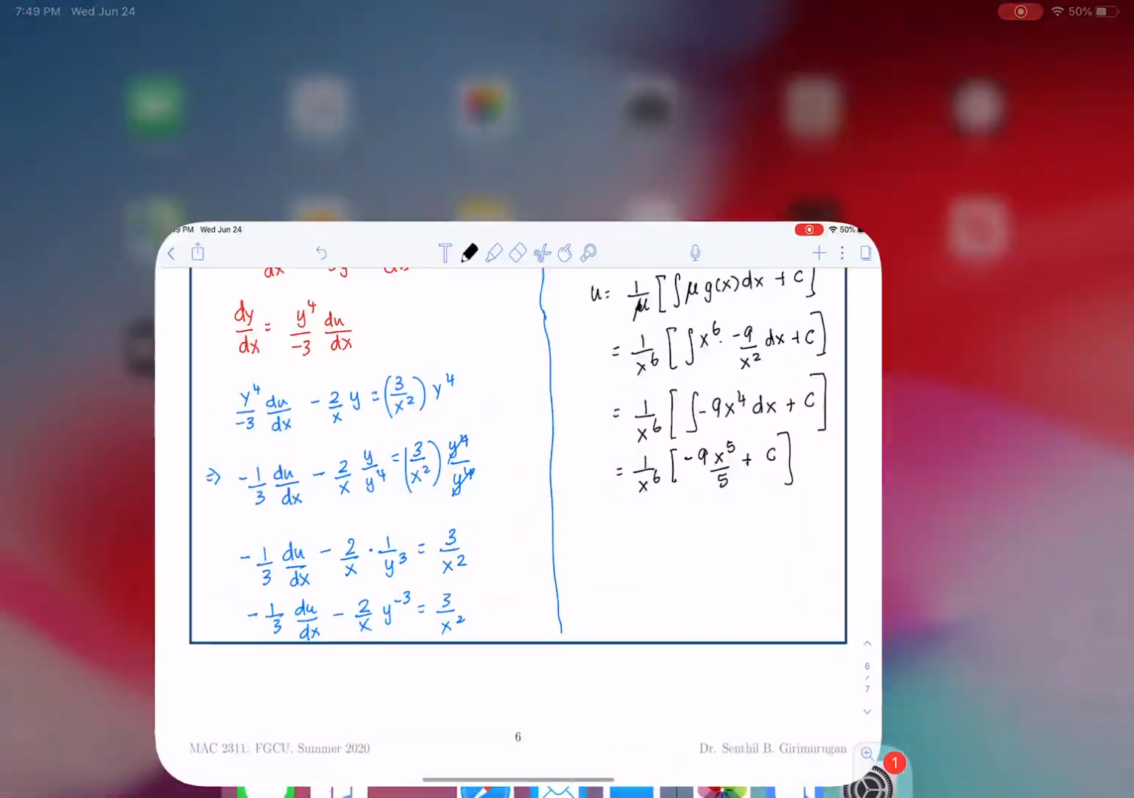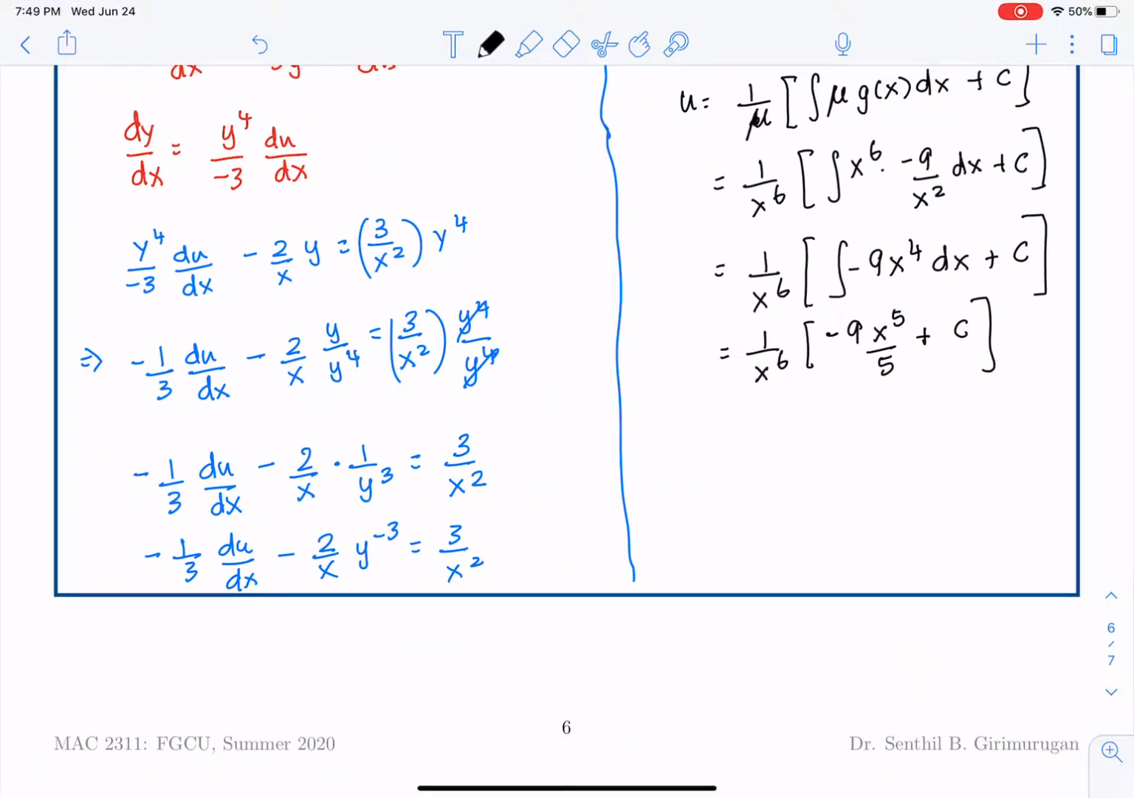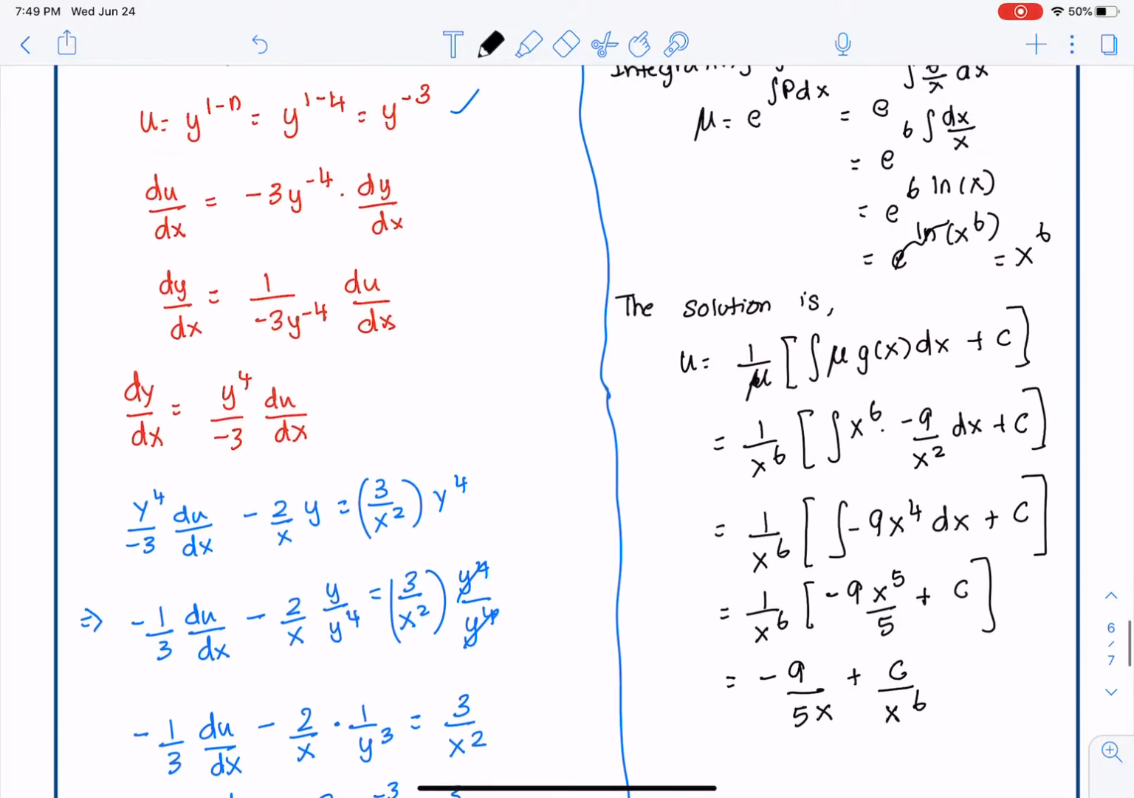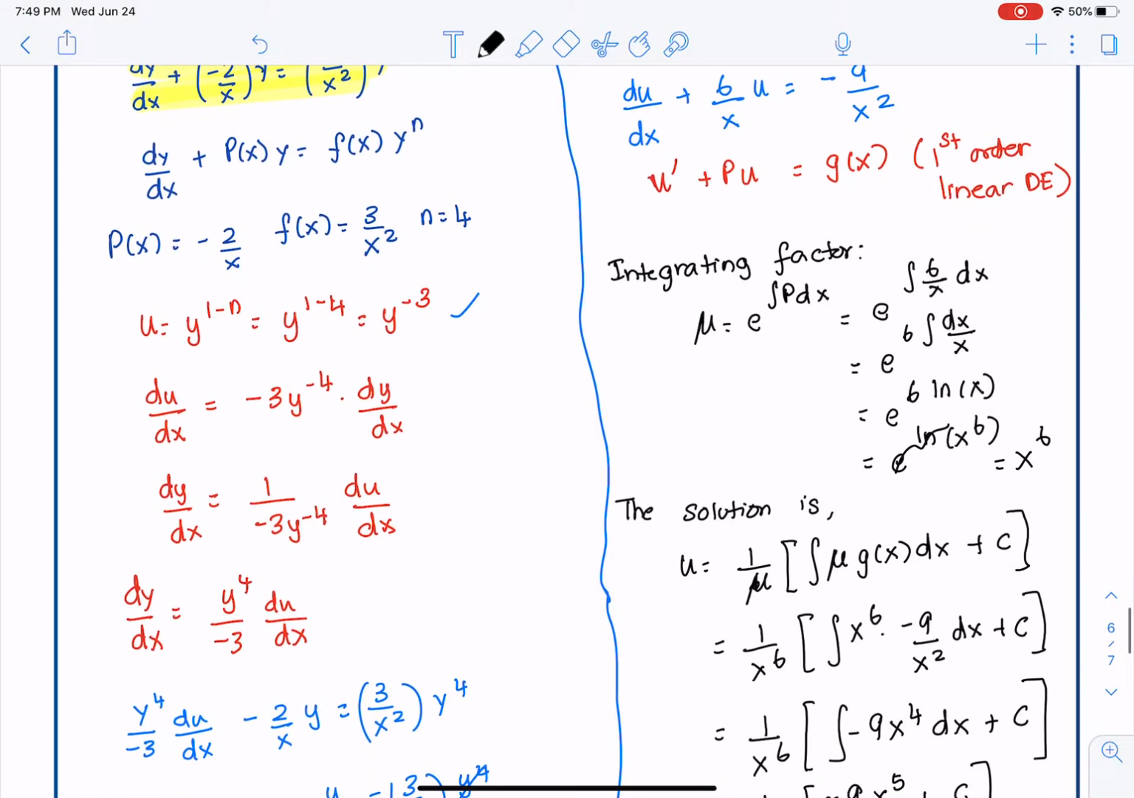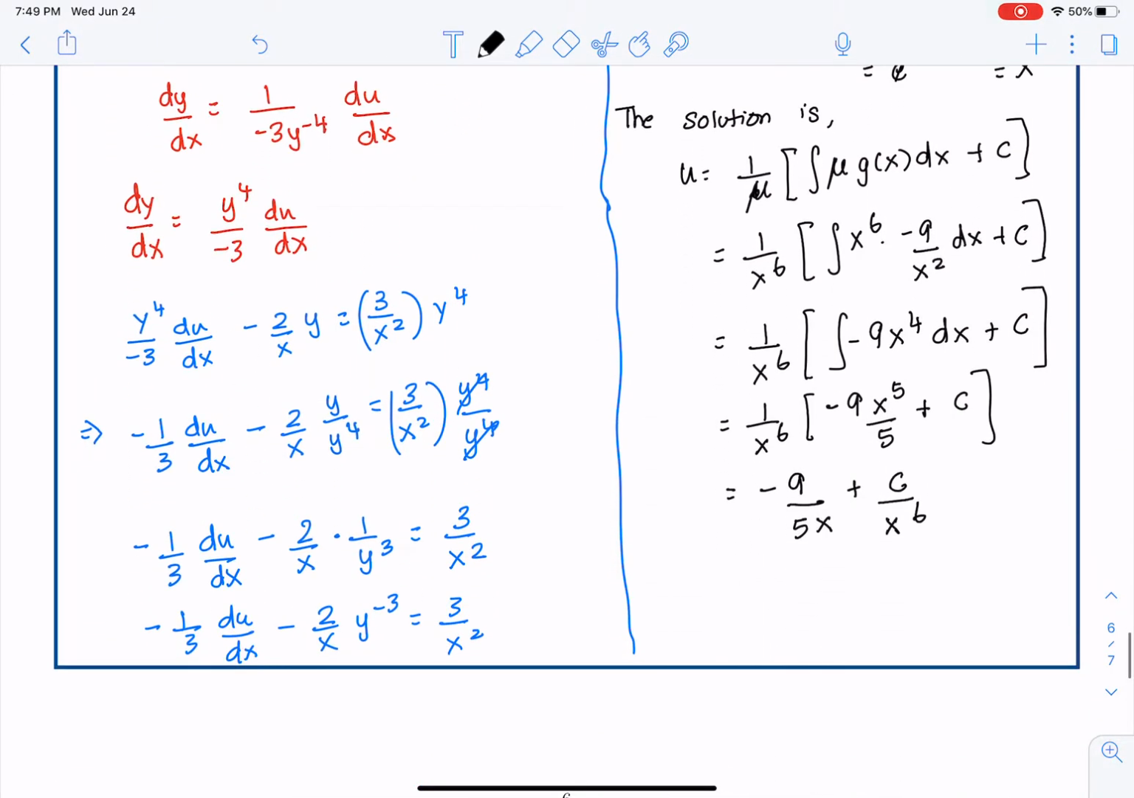Distribute the 1 over x raised 6 inside. We'll have negative 9 over 5x plus c over x raised 6. And that is equal to u. But what is u? According to our substitution, u is y raised negative 3. And that is our solution.